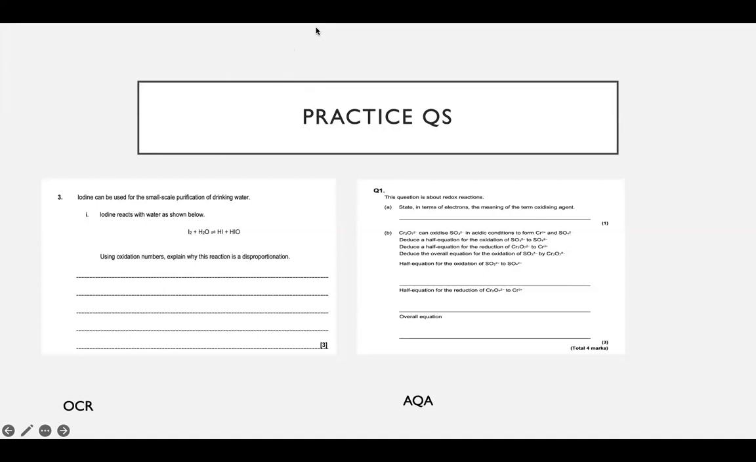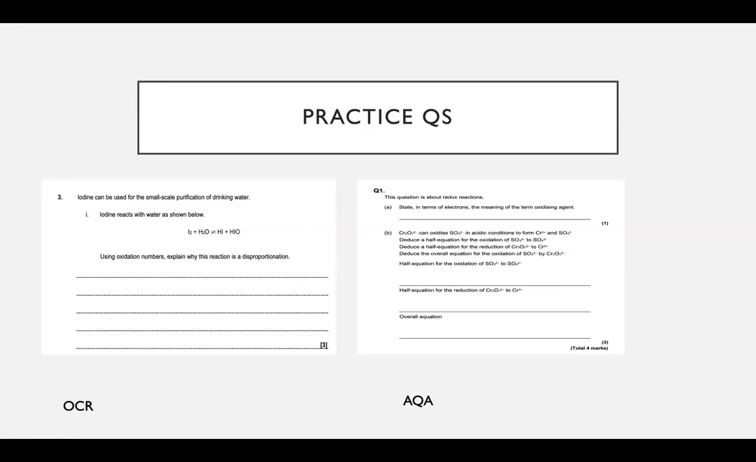Okay, just because we're a bit pressured for time because there's quite a lot to go through, I'm just going to talk through how you would do this. The one on the left, OCR, the way to go about doing this is firstly define what disproportionation is. I noticed someone asked what that was in the group chat.